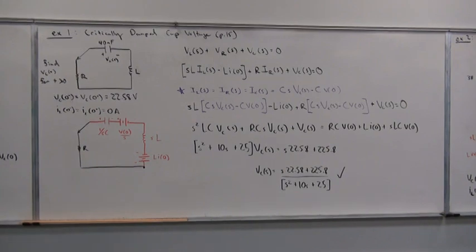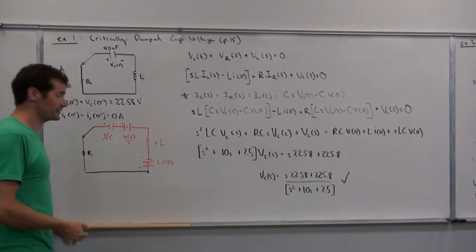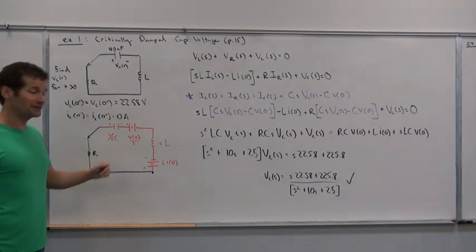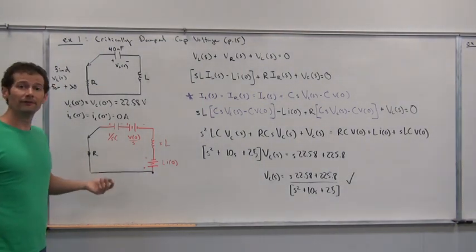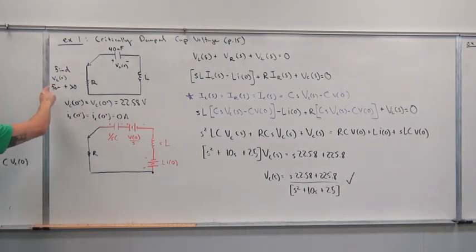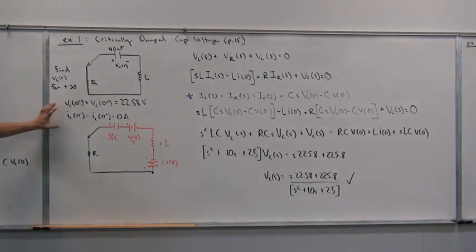And so again, guys, the whole entire point of this is just to see if by doing the schematic transformation, we actually, in fact, do get the same form of VC of S. So let's take a look here. Here we already know that we want to find VC of t for t greater than 0. Based off of that problem from page 15, we already had our initial conditions. VC of 0 plus is equal to 22.58 volts. IL of 0 plus was equal to 0 amps.